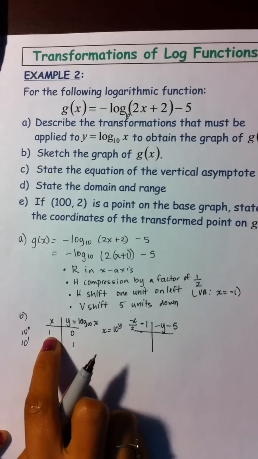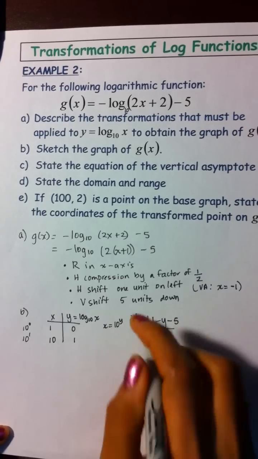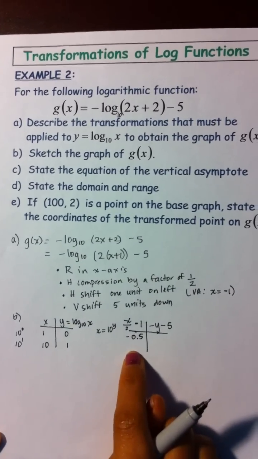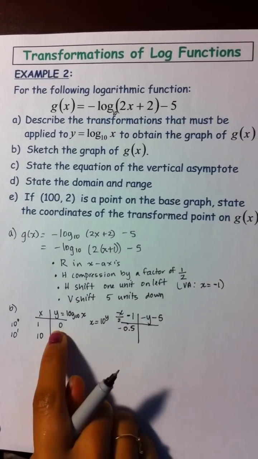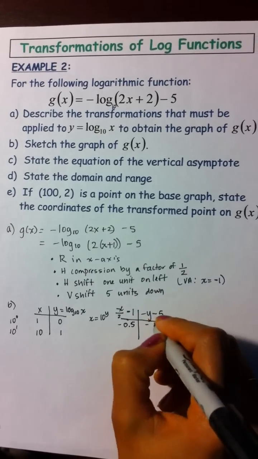Transforming that, so 1 divided by 2 is going to be a half, minus 1 is negative a half. I'm just going to write that as negative 0.5 because I can convert that to a decimal, and I would need to know a decimal when I'm graphing. And 0 times negative 1, which is 0, minus 5 is negative 5.